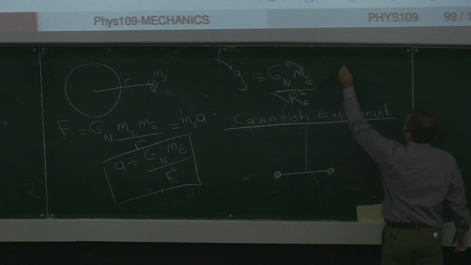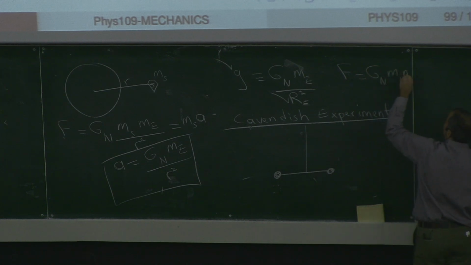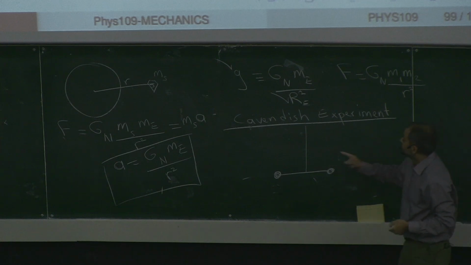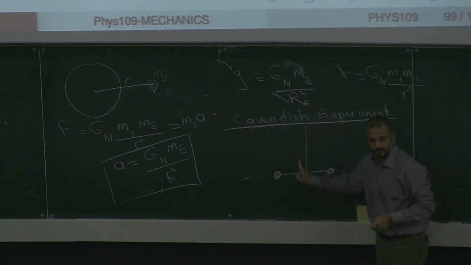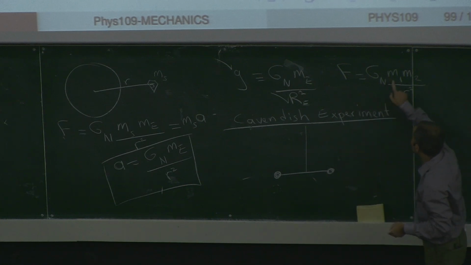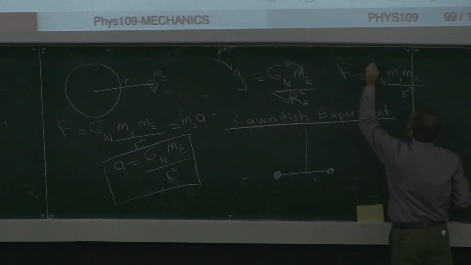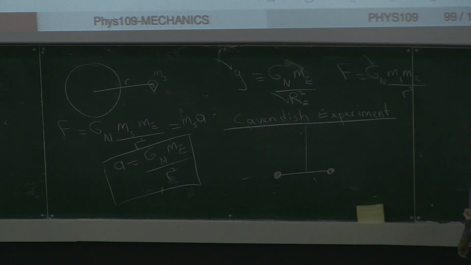The force is equal to Newton's constant times the product of the masses divided by the distance squared. This is the magnitude of the force. When it comes to equilibrium, the force exerted by this string is equal to the force of the gravitational attraction between these two masses. So you know the force, you know the masses, you can measure the distance, which gives you Newton's constant. So we can measure Newton's constant through this experiment.